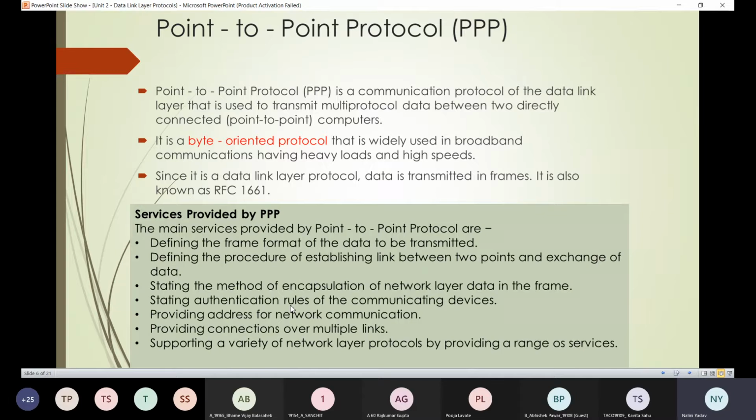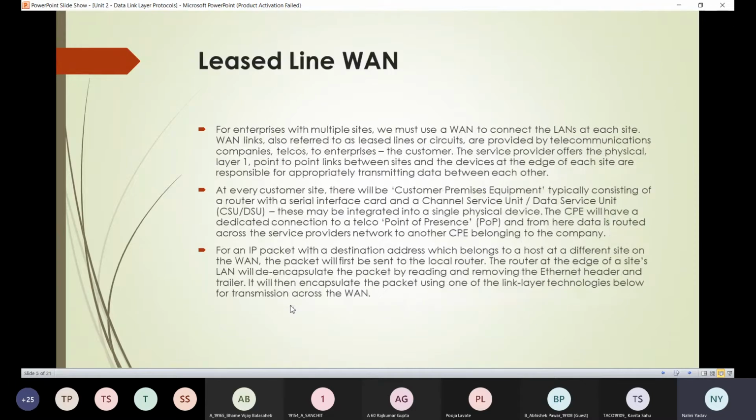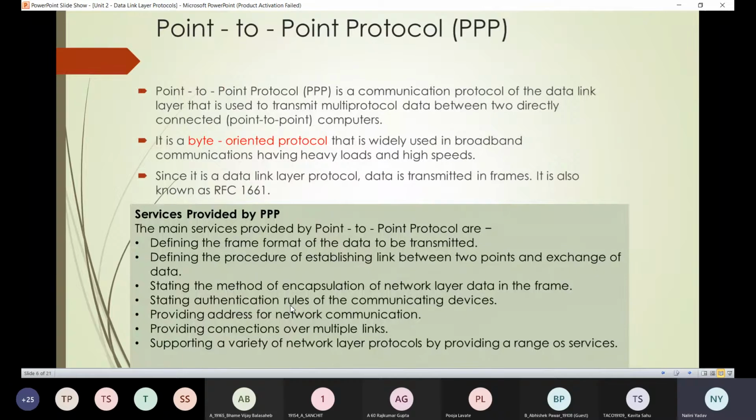Correct. Now, these particular protocols are used when we have WAN connectivity, that is, wide area network connectivity. And in wide area network connectivity, we also have different types. We have leased lines, we have circuit switching, we have packet switching. Out of these, when we use leased lines, we go for the HDLC or PPP protocols. Fine. So I hope the background of the PPP and HDLC protocols is clear to all of you.